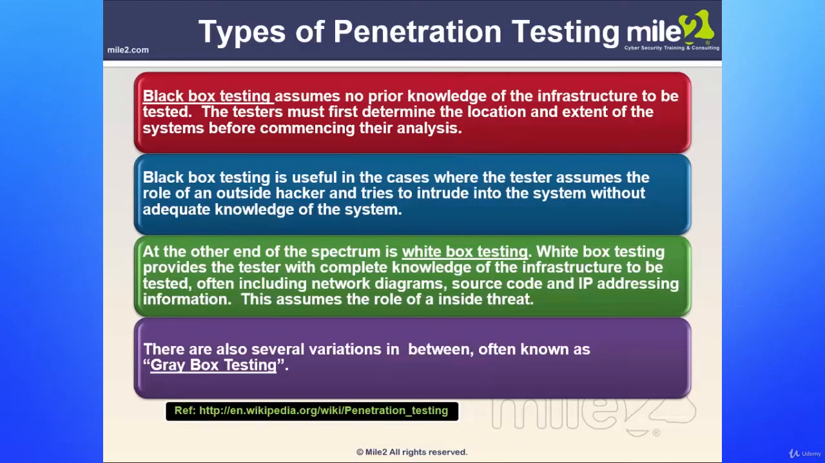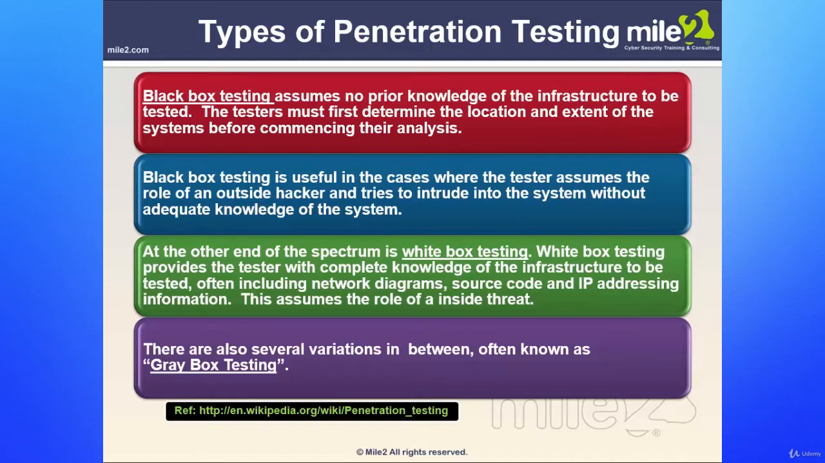There's different types of penetration testing. Black box testing assumes no prior knowledge of the infrastructure to be tested. So the testers must first determine the location and the extent of the systems before commencing their analysis. Right? The black box testing is also useful in cases where the tester assumes the role of an outside hacker, then tries to intrude into a system without adequate knowledge of the system.